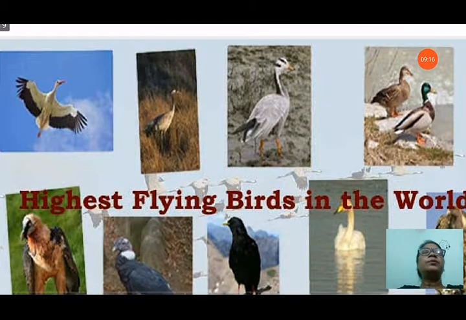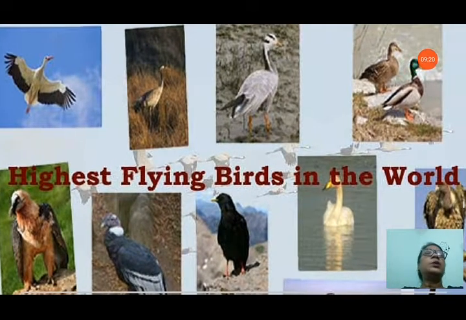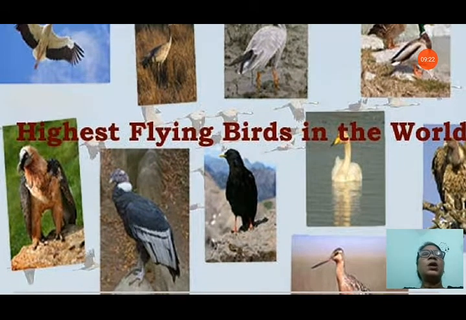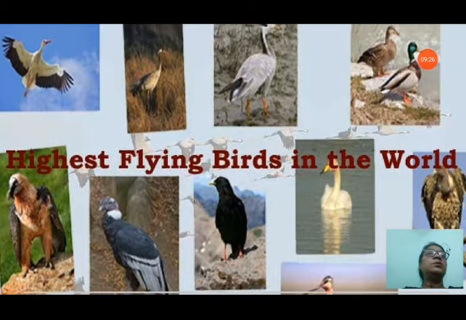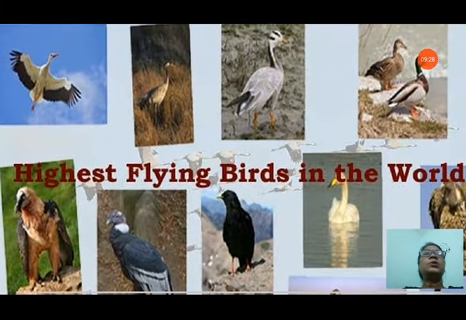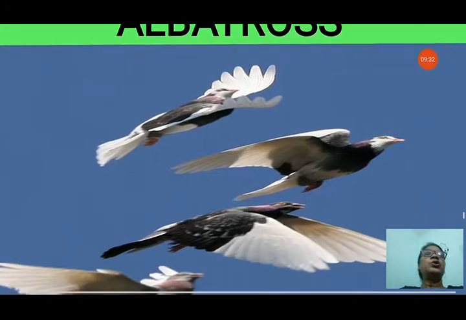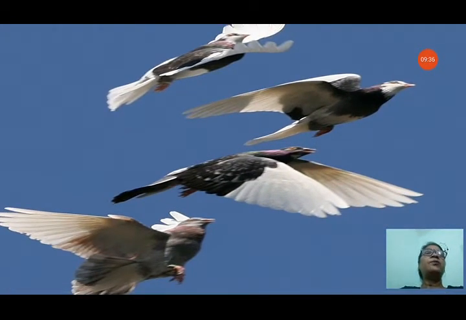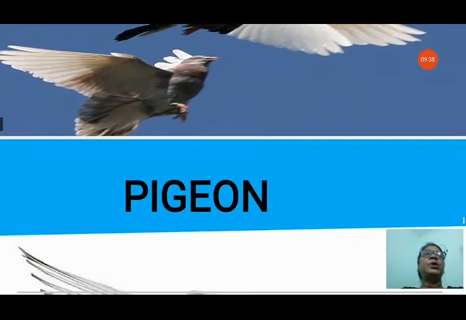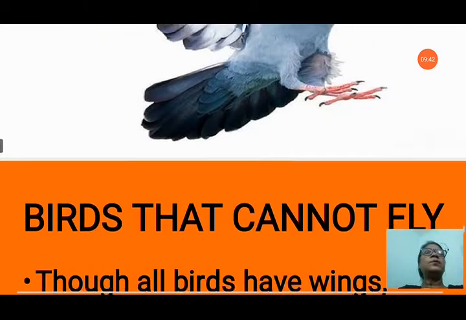You can see highest flying birds in the world. All these birds can fly very high. Kite, eagle. You can see this. These animals can fly very far. Albatross, you can see they have very big wings and they can fly very high in the sky. Pigeon also can fly. You can see pigeon flying.